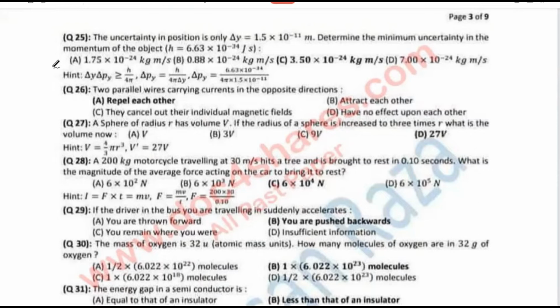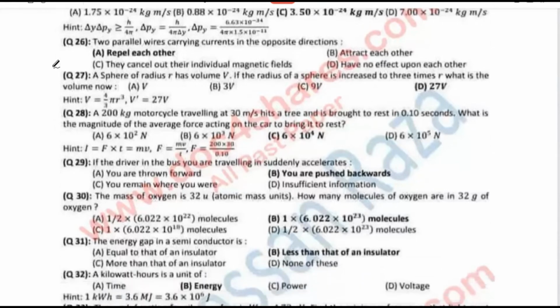And the next question is that a 20 kg motorcycle traveling at 30 meter per second hits a tree and is brought to rest in 0.10 seconds. What is the magnitude of the average force acting on the car to bring it to rest? So the answer is 6 times 10 to the power 4 Newton. So the next question is that if the driver of the bus you are traveling in suddenly accelerates, you are pushed backwards. So the answer is B.